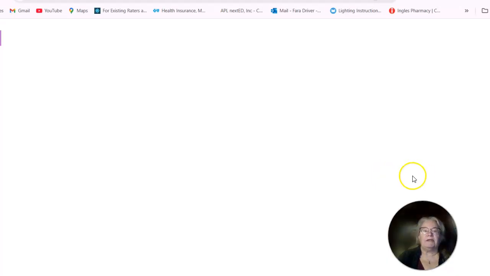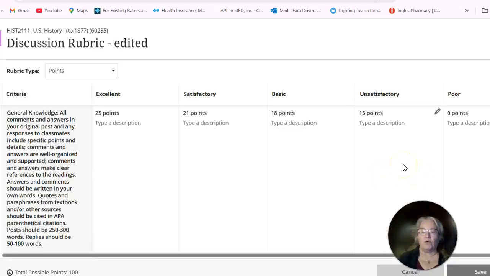And this is the discussion rubric I'm going to be using for both courses, so you should understand it as it is. All right, so there are now two sections for your top post. The first one is general knowledge, and general knowledge is described right here.